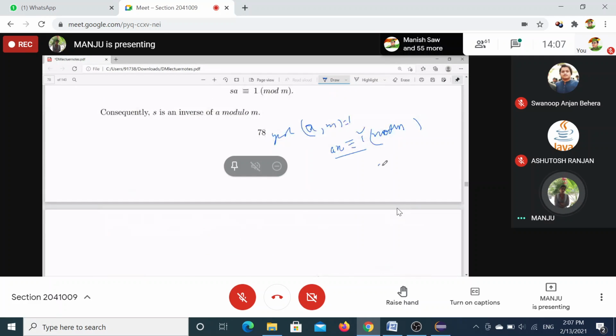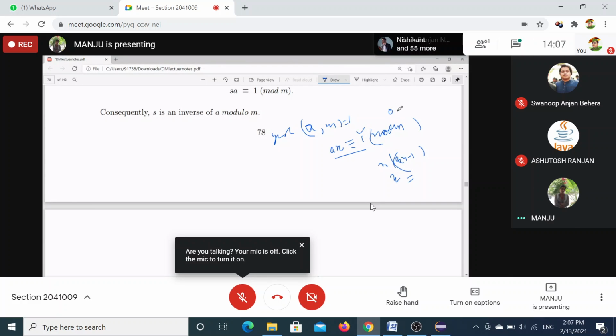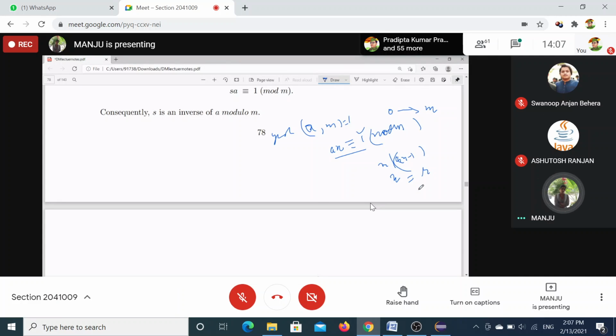You can solve it. One way is M divides AX minus 1, right? Find one value of x. If the inverse exists, that is, the GCD of A and M is 1, then surely there will be one x lying between 0 and M. Suppose you find r, and for other inverses you can add multiples of M.